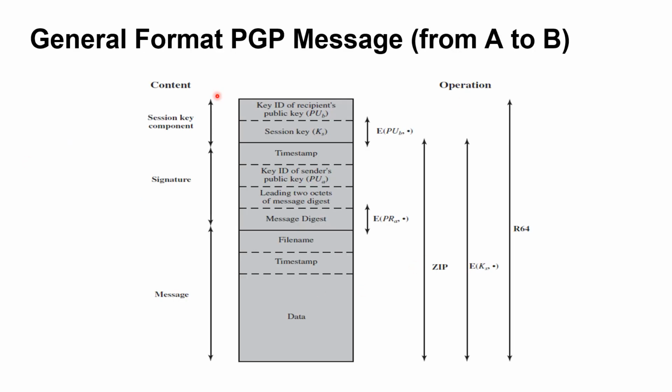So this is the general format of the PGP message. We have the key ID of the recipient at the top, and then the session key that has been utilized for encryption, a timestamp value to overcome the timing attack, the public key value, 2 octets of message digest, and the file name, timestamp and the original data.